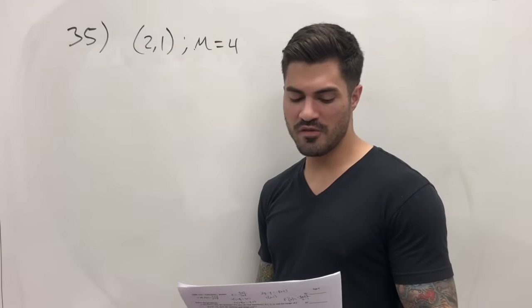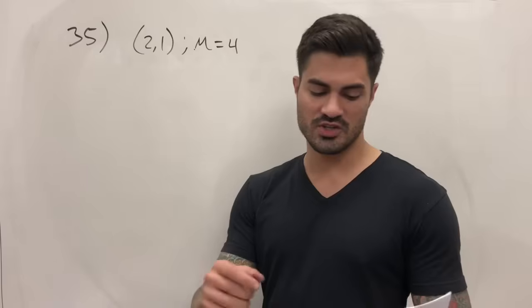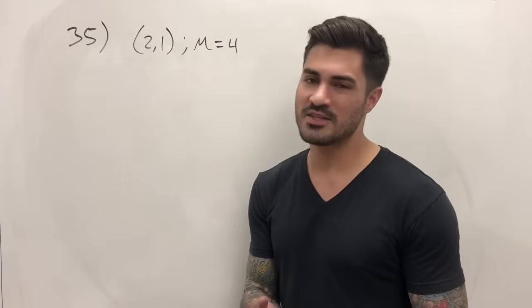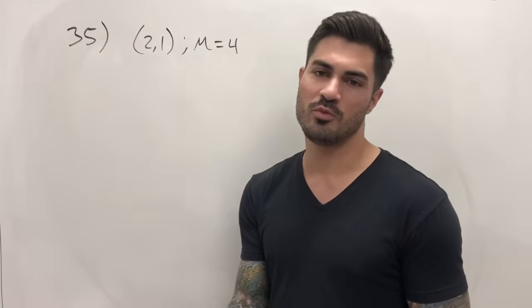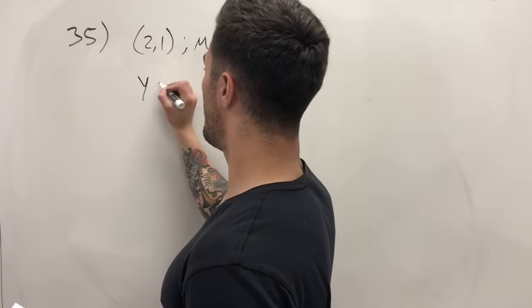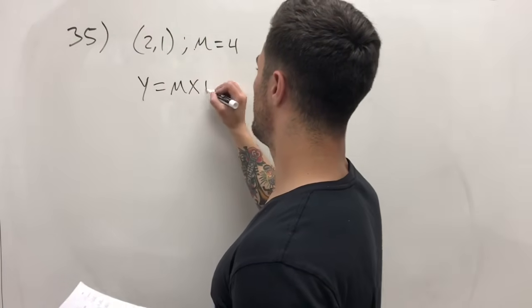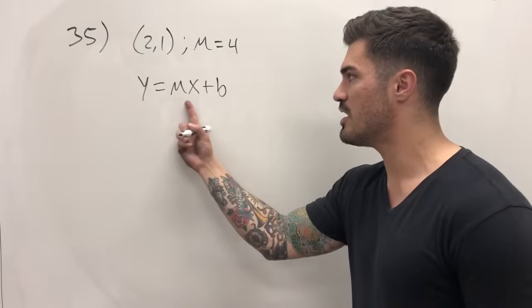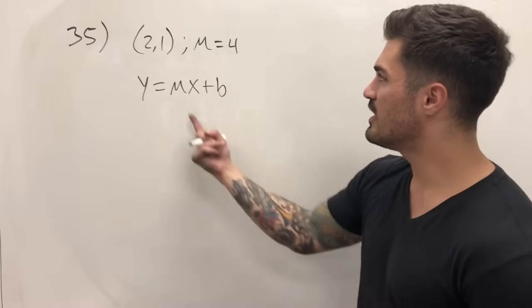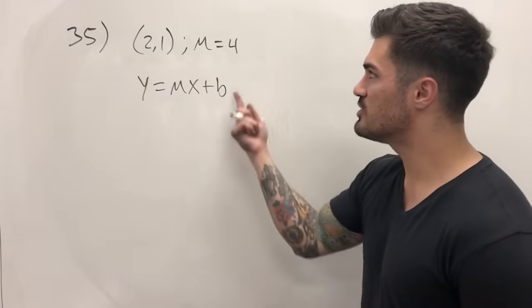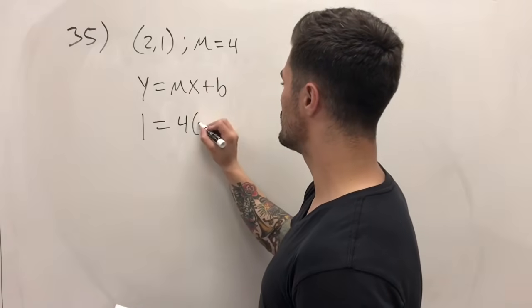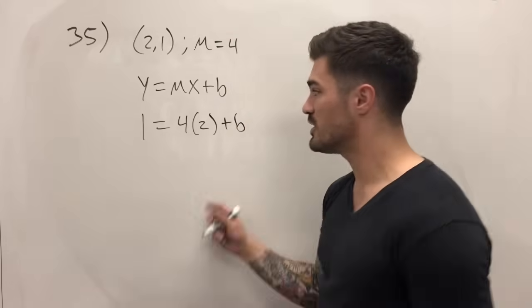All right, so for this number 35, it specifically asks you to use slope-intercept form, so that's what I'm going to use. But if I was just given this without being asked to do that, I would probably use point-slope form, which in my opinion is easier. But since it says use slope-intercept form, I'm going to, which is y equals mx plus b, and they call this slope-intercept because m is our slope and b is our y-intercept, right? So since I have m and I have an x and y point, I can do a substitution here. I can say 1 equals 4 times 2 plus b, and basically what I'm doing is I'm solving for b.